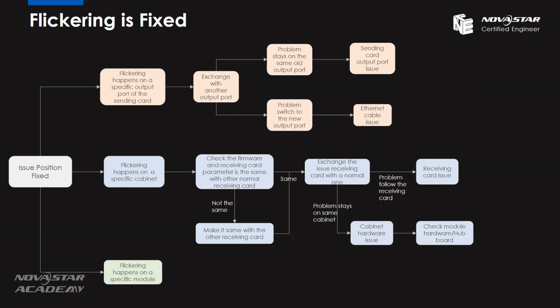Now let's move to the third situation. If the flickering happens on a specific module, which means it's not a big area, only a small module on the cabinet, it couldn't be the receiving card RCFG file parameters, because if it were an RCFG file issue, it could not be just one module. It would be every module on this cabinet. So we directly check the flat cable and the hub board socket. They could make the module flicker. We locate the issue this way, and we can solve it.